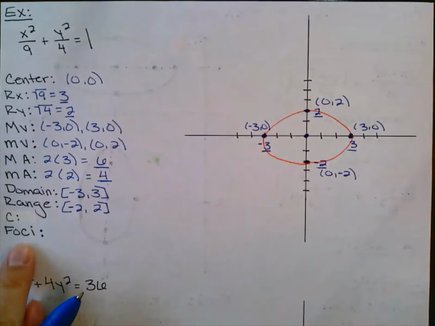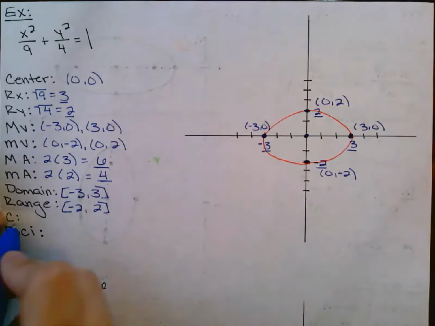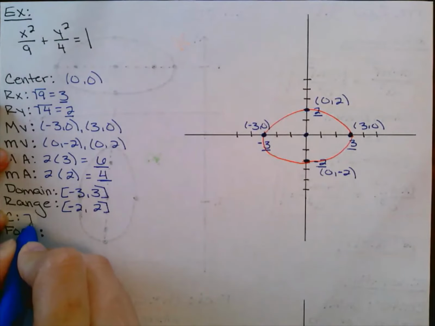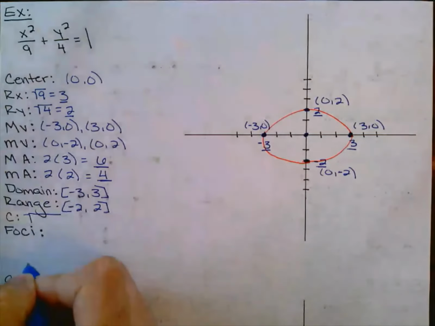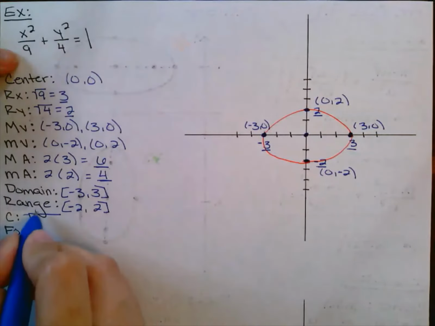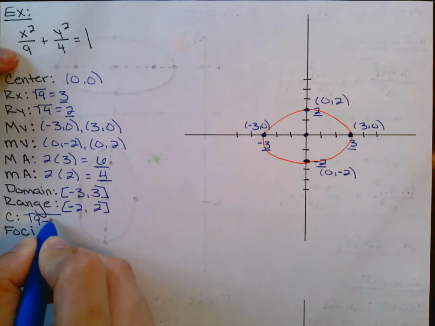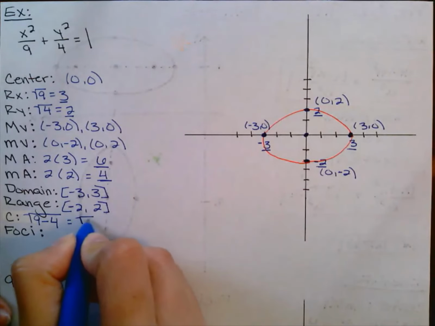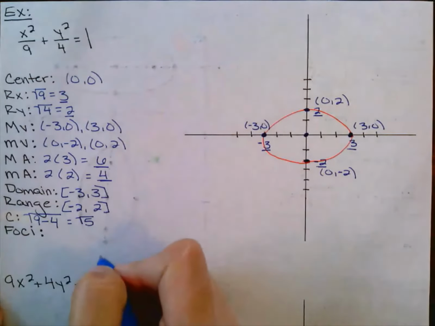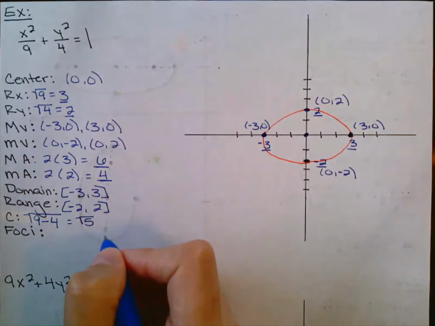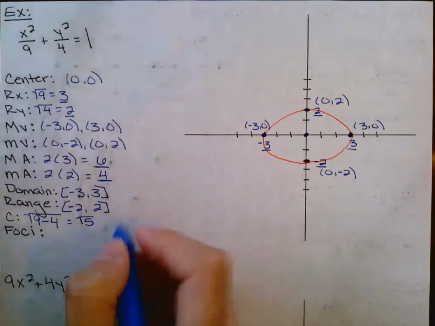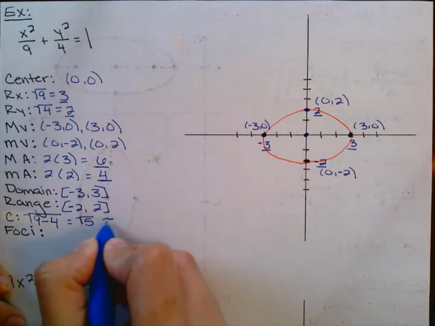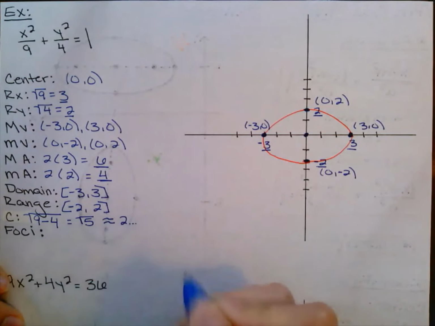Now, what I have left is my new information, my foci. In order to find my foci, I have to find C. C is the square root of a squared minus b squared, which is the bigger denominator minus the smaller denominator, 9 minus 4, which gives me square root of 5. And if I know square root of 4 is 2, the next one up would have been square root of 9, which is 3. This has to be equivalent to 2 and a little bit.